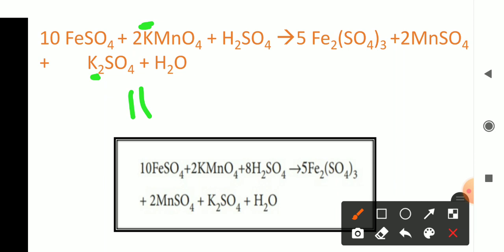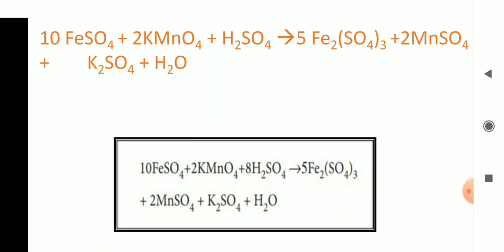Here we have 11 sulfurs. Here we have 18 sulfurs. So on the reactant side, we have to increase the number of sulfur atoms. How to increase? Look here. If you write 8 here, now count the number of sulfur atoms. 10 sulfur plus 8 sulfur, totally we have 18 sulfur. Now sulfur is balanced. Potassium is balanced.